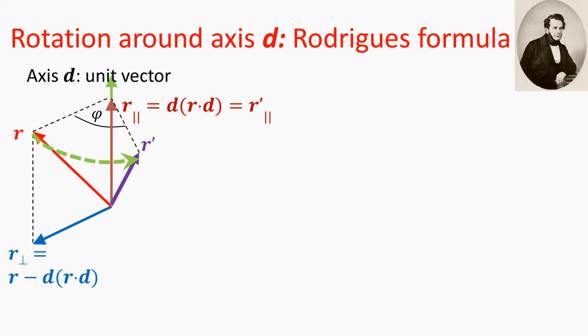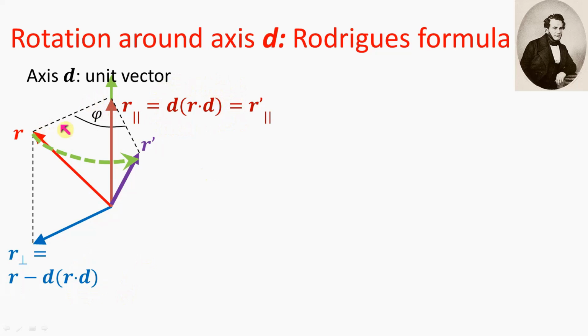How can we get the perpendicular component? Well, it's pretty easy because we have the original position vector and we already computed the parallel component, and the perpendicular component is just the difference of the position vector R and the parallel component. So from R we subtract the projection which has already been expressed in this form.